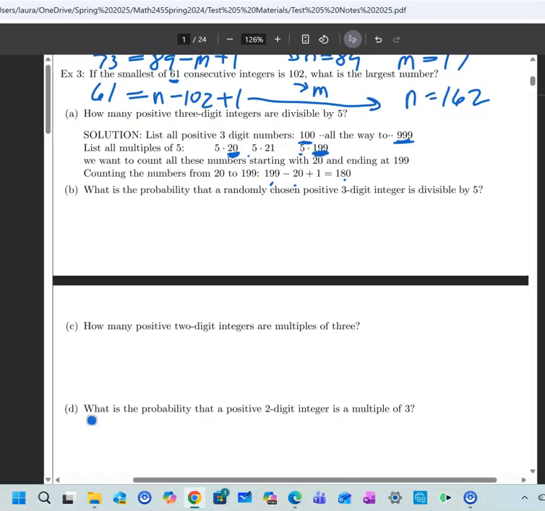So what's the probability of choosing a three-digit integer divisible by 5? Remember, probability will always be a fraction. So 180 will be the numerator of the fraction. And so what's the denominator? The number of three-digit numbers total. So that would be 999 minus 100 plus 1. So that's 900. So that's the denominator.